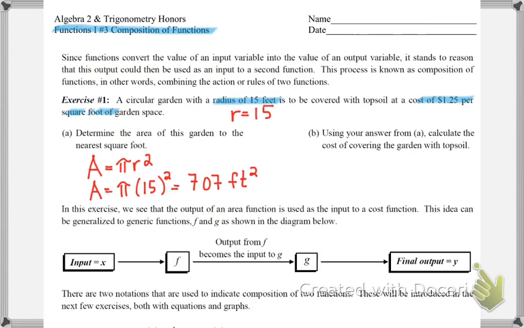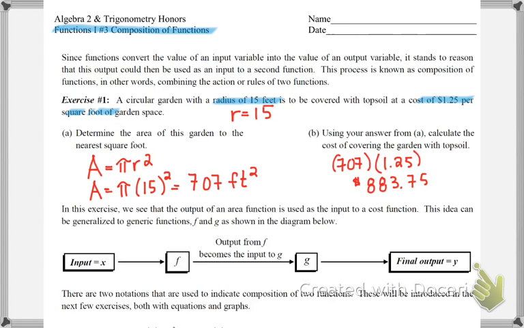We're going to use our answer from part A to calculate the cost of covering the garden with the topsoil. So we have 707 feet squared, and each foot squared costs $1.25. So we'll multiply on our calculator, and that gives us $883.75. So we saw that the output of the area function was used as the input to the cost function.